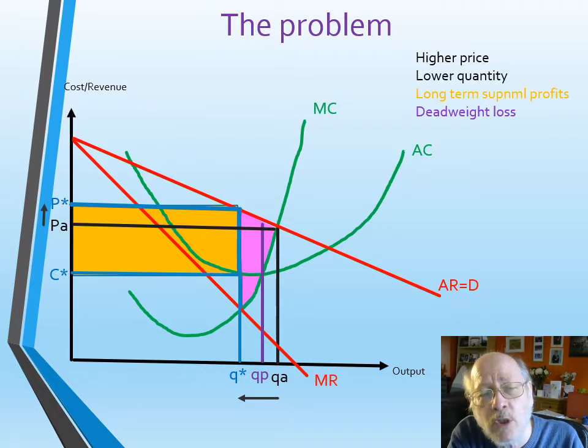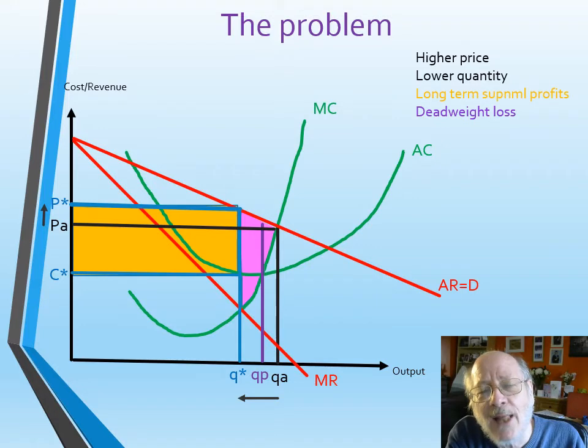So consumers are going to have a lower quantity. They're going to be paying a higher price. The yellow area shows the supernormal monopoly profit that the firm will be making, and it will be long-term profit. Now, some of that will be what was consumer surplus that is now producer surplus. So potentially the consumer, remember the regulators are there to protect the consumer, is being ripped off basically.